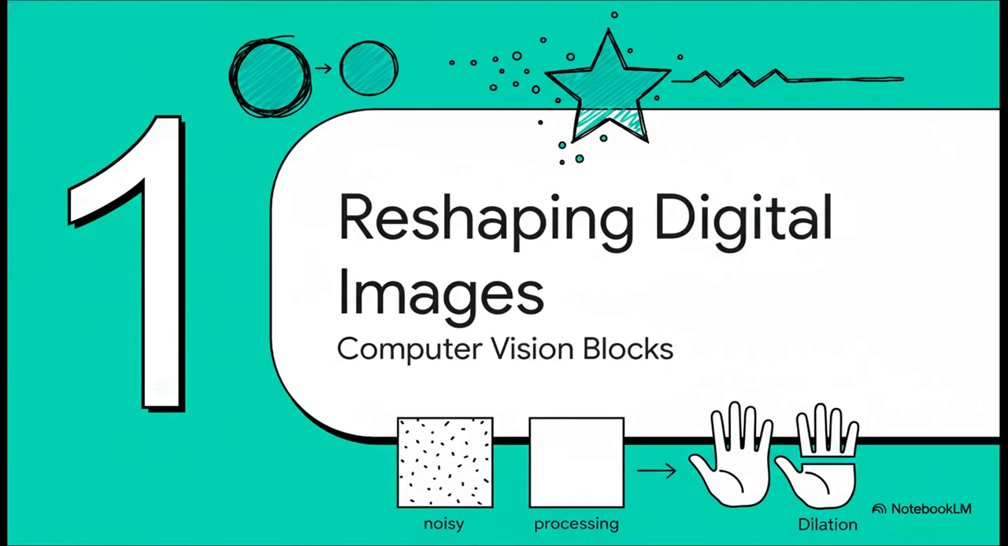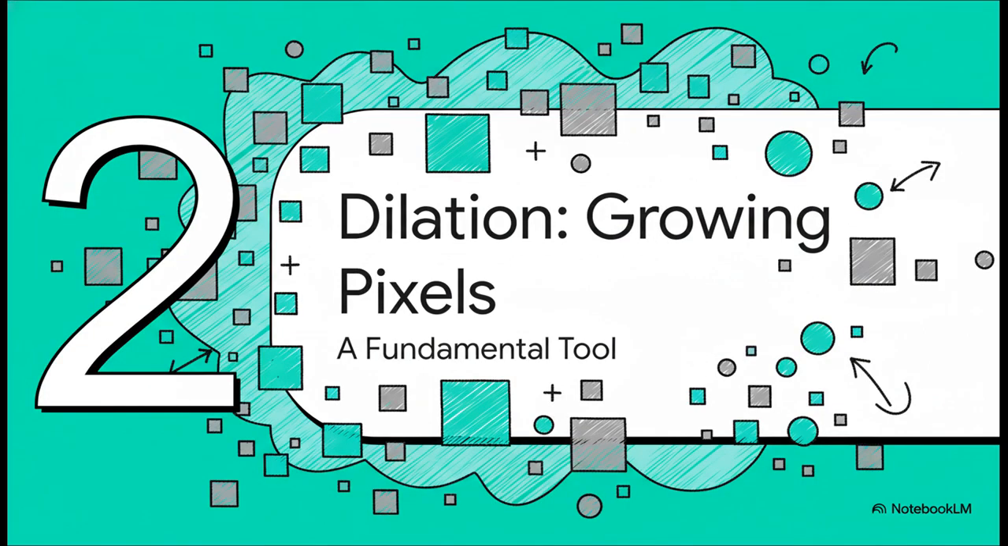All right, first up, reshaping digital images. Now, the fancy term for this is morphological image processing. It's a huge part of computer vision, and it's all about changing the structure of an image to clean up imperfections and pull out useful info about the shapes inside it. Okay, let's jump right into our very first and honestly, our most fundamental tool. It's called Dilation. And the concept is incredibly simple. It's all about growing pixels, making the bright parts of an image bigger, thicker, just more solid.